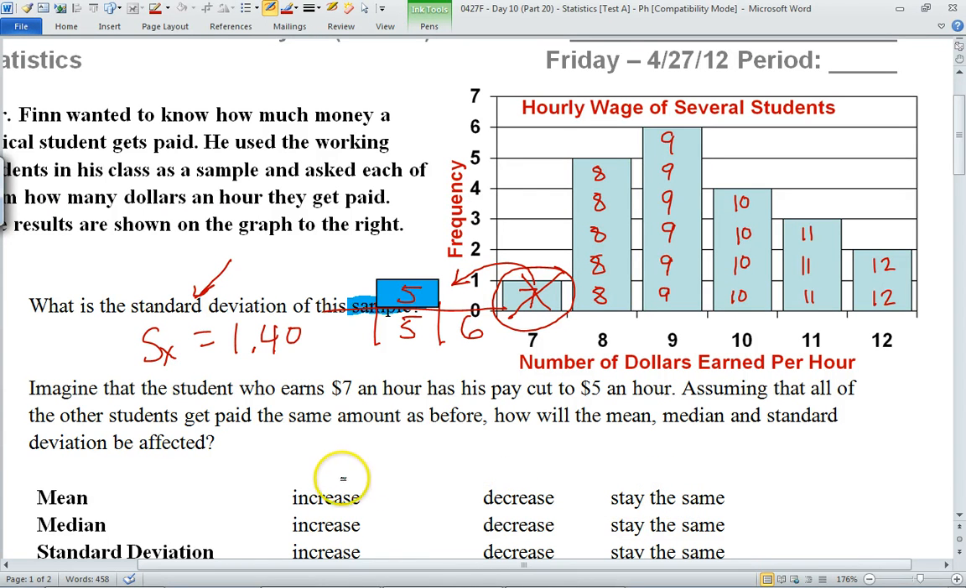Okay, hopefully everybody indicated that the mean is going to decrease. We took a number and made it smaller. The mean takes all of the numbers into account. You're adding up and you're dividing by the total. So if you make a number smaller, you will always be making the mean smaller.